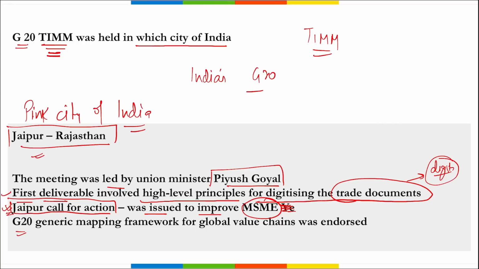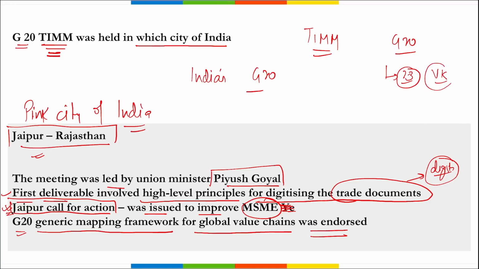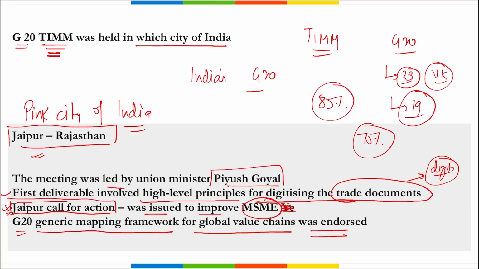Then the third is G20 generic mapping framework for global value chains was also endorsed. Correct. Then apart from this, sharing of best practices on the mutual recognition agreements for professional services, right? Then if we talk about G20, India is having the presidency for 2023. Vasudhaiva Kutumbakam is the theme here, and 19 countries comprise this G20, and G20 members represent around 85% of the global GDP and 75% of the global trade.